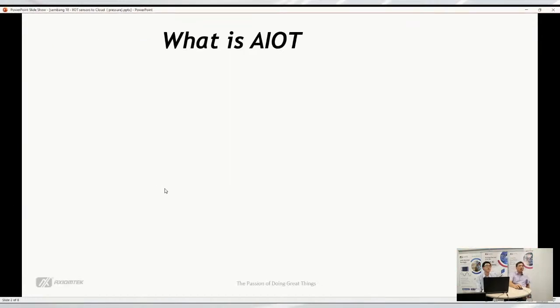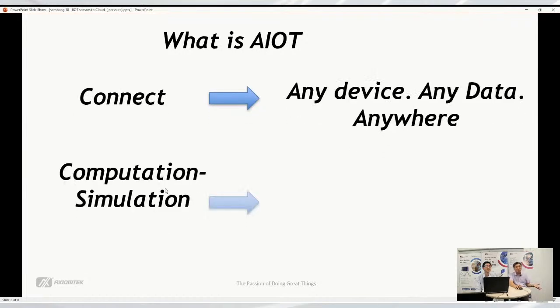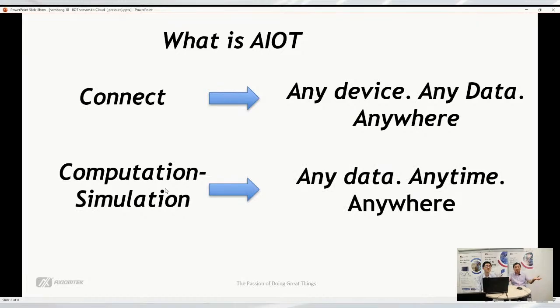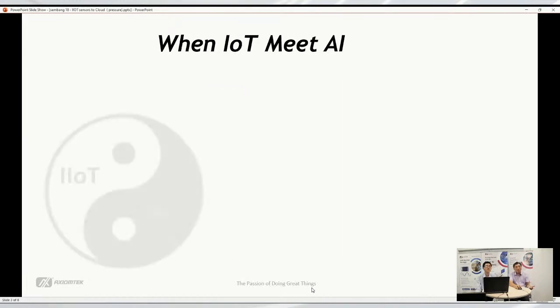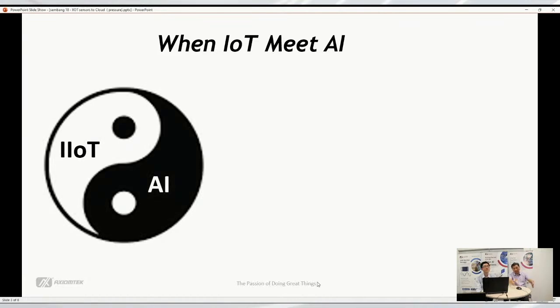So of course, last week we talked about AIoT. What is this AIoT? IoT is about connectivity, and AI is talking about computation, simulation, things like that. These two of them allow you to achieve your objective anywhere, anytime, with any data. I was talking about this Tai Chi in the last session also, when you have a yin and yang.